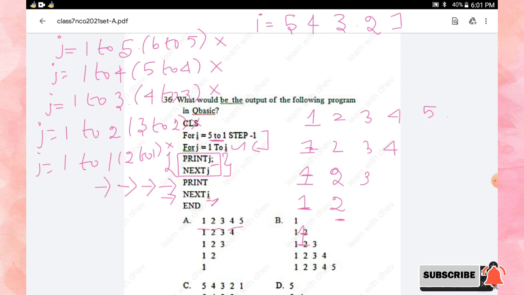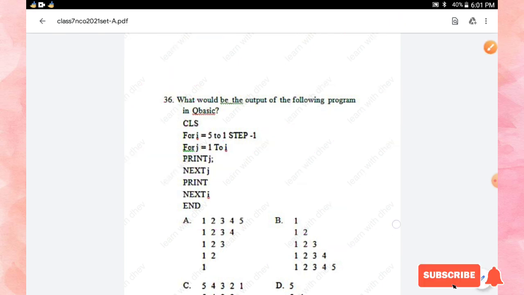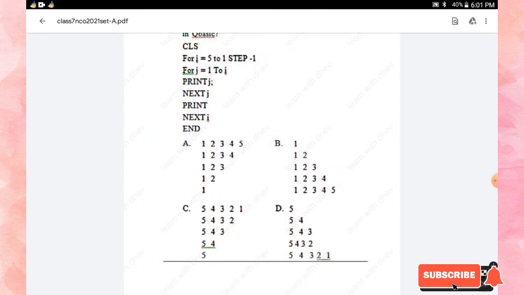So finally, what would be the output of this program? Yes, this is the output of the program. So hence the answer is option A.